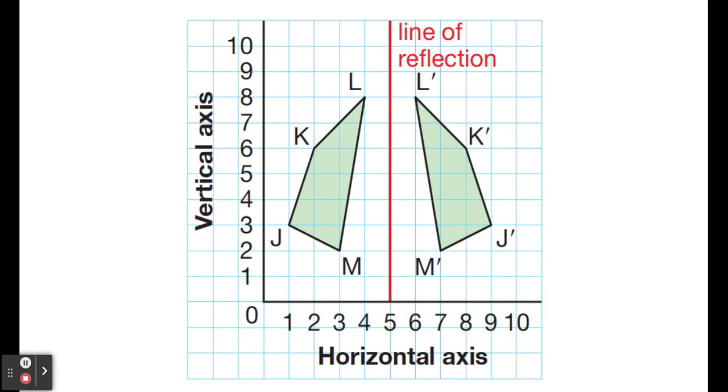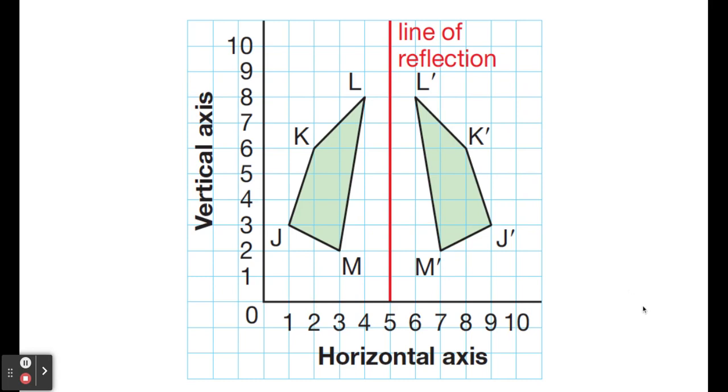Now, let's talk about reflections a little bit more. After a reflection, a shape and its image face opposite ways. So they have opposite orientation. So an image that has a different orientation, definitely not a translation.